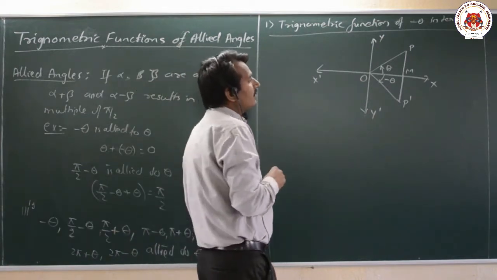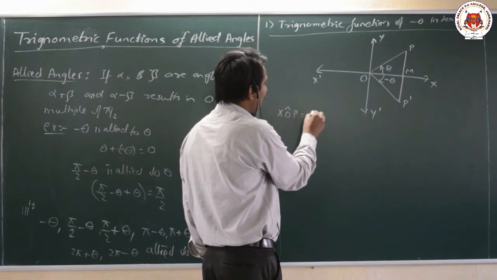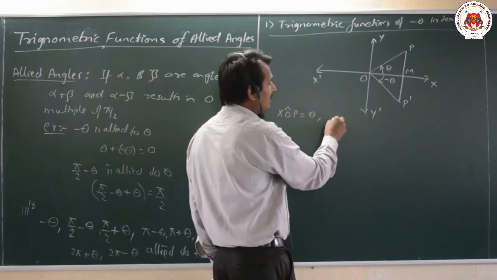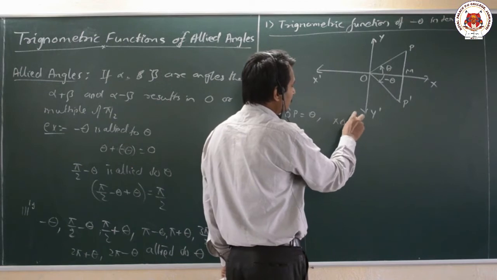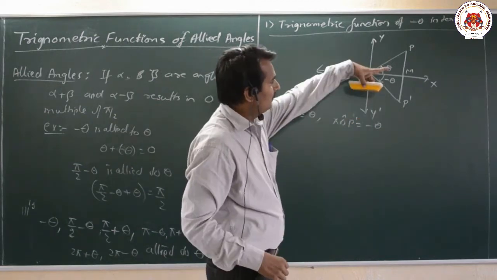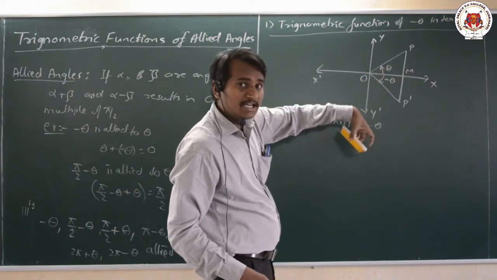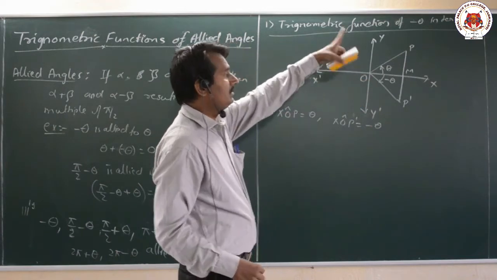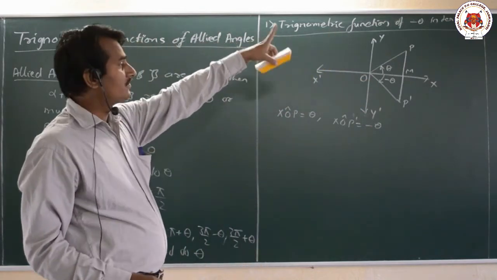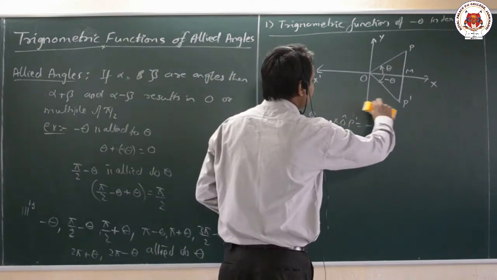Now here one thing we have to observe, that is angle XOP is equal to theta, and angle XOP dash is equal to minus theta. That means when the line OM is rotated in the clockwise direction, we get a negative angle, and if you rotate in the anti-clockwise direction, that gives us the positive angle. Basic things.